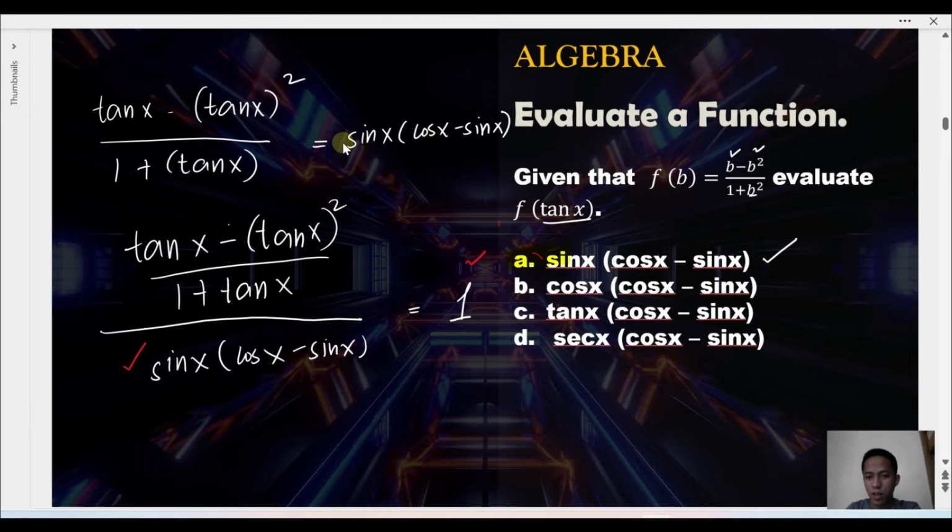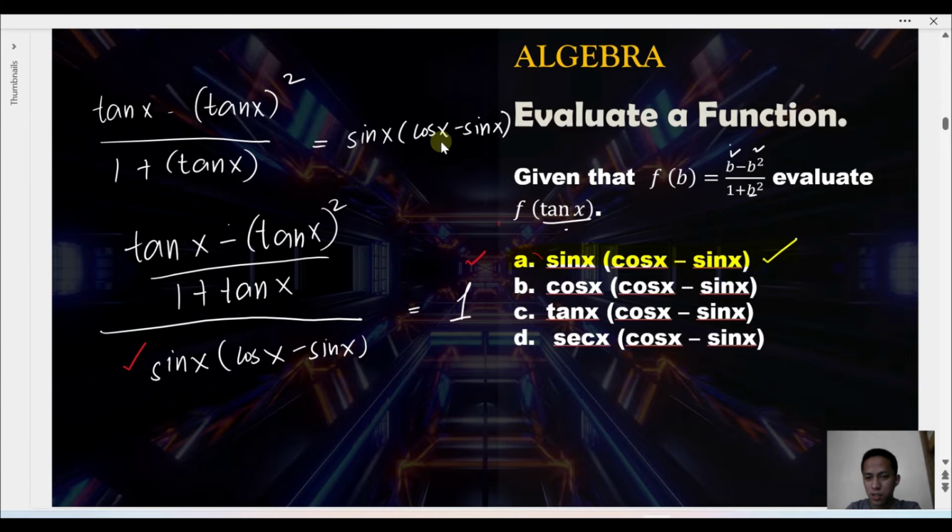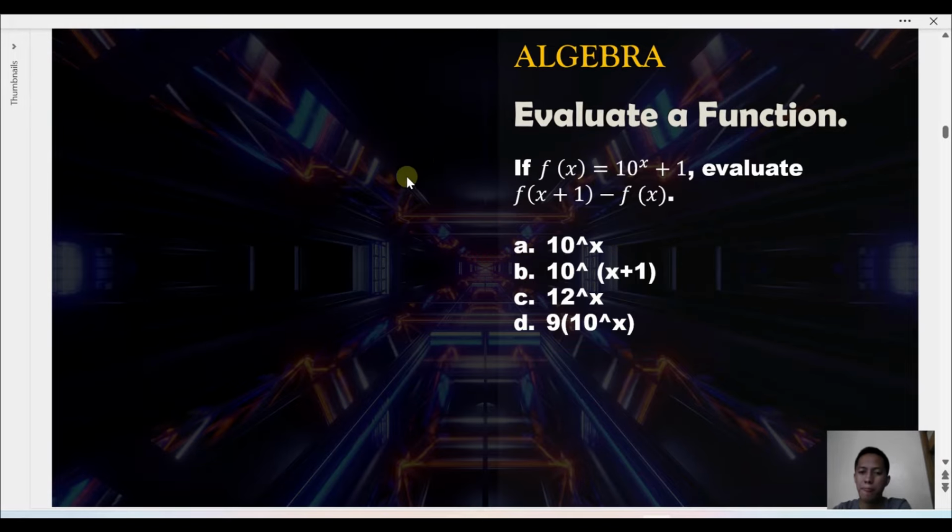Siya yung nag-equal sa 1. Ibig sabihin, if you substitute tangent x dito, and if you substitute tangent x dito sa letter A, it is equal. Therefore, yung ating simplified equation or expression is etong si letter A. Okay? So, let's proceed to our next problem.